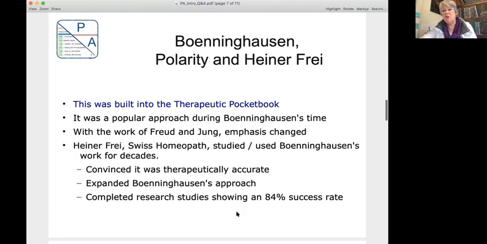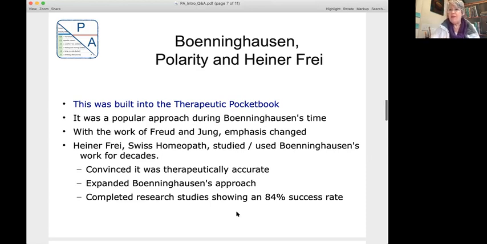So all of this was built into the therapeutic pocketbook, which was very popular during Benninghausen's time. And then Freud and Jung came along with a lot of ideas about the mental emotional state, and this became very dominant in our work. Now, Heiner Frey used Benninghausen's pocketbook for decades and he is a persistent, meticulous man, and he kept refining his approach. And he was convinced that these polarities and contraindications led you to the most therapeutically accurate method. And he worked with a developer to create some software that allowed him to use the therapeutic pocketbook as a tool. And he completed some research studies, which he presented when I met him at Liga.